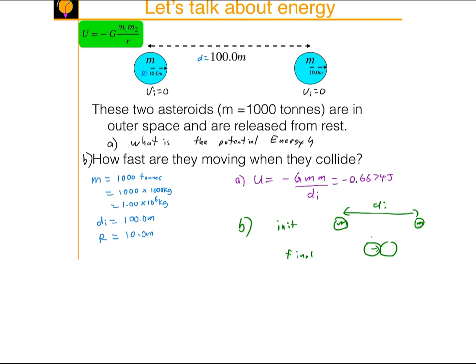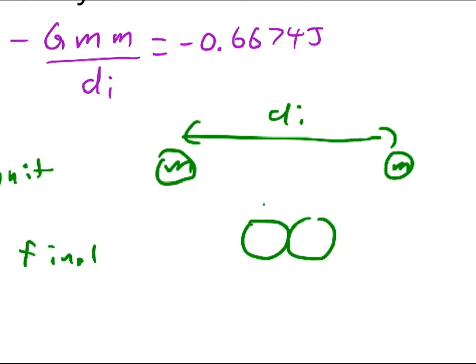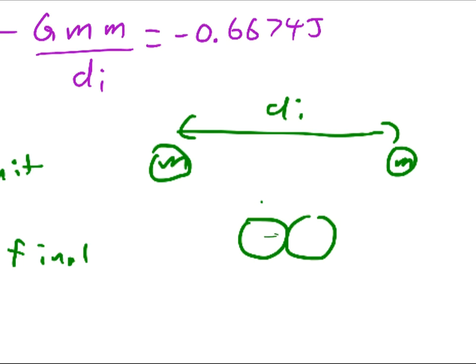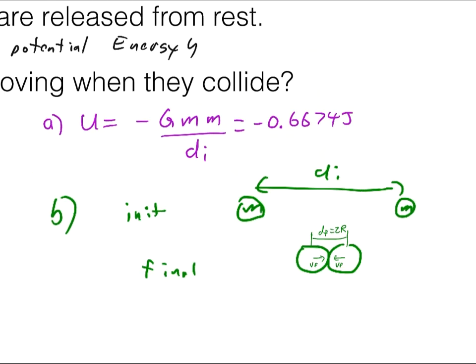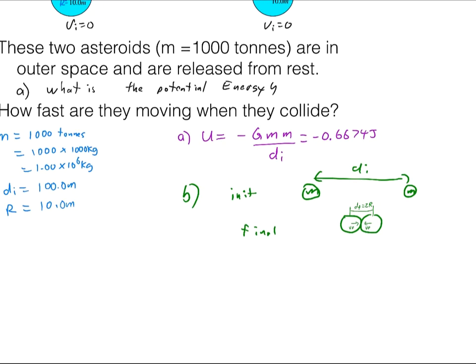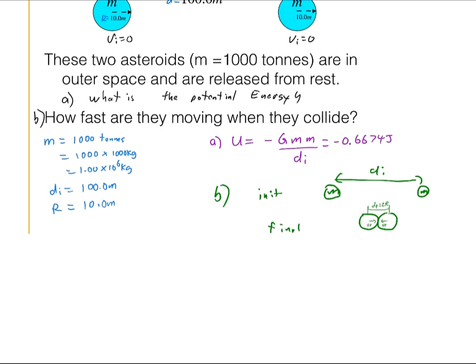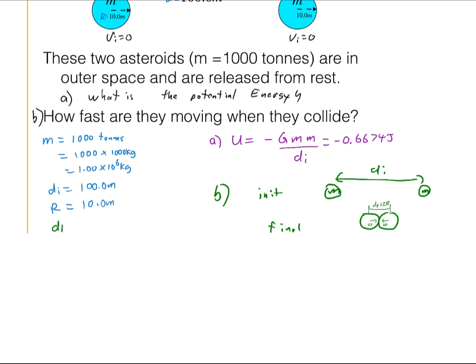Let me zoom in and draw this a little bit better. As they get really close to each other, they're both going to have a velocity towards each other like this, V final. How far apart are they going to be right when they collide? Well, they're going to collide when their surfaces are just touching. So their final position right when they collide is going to be 2 times their radius, and their radius is 10 meters, so it's 20 meters.